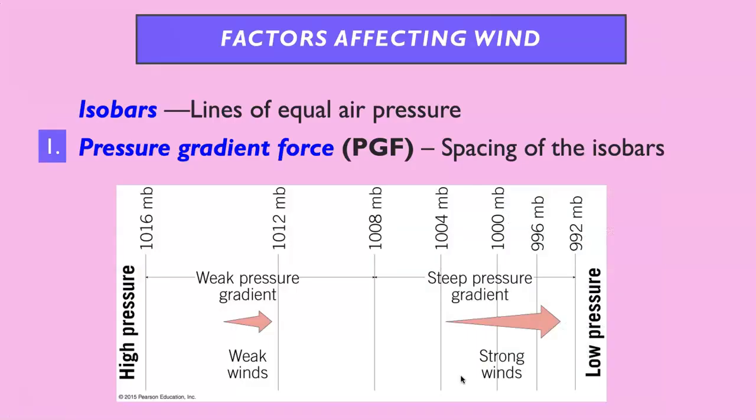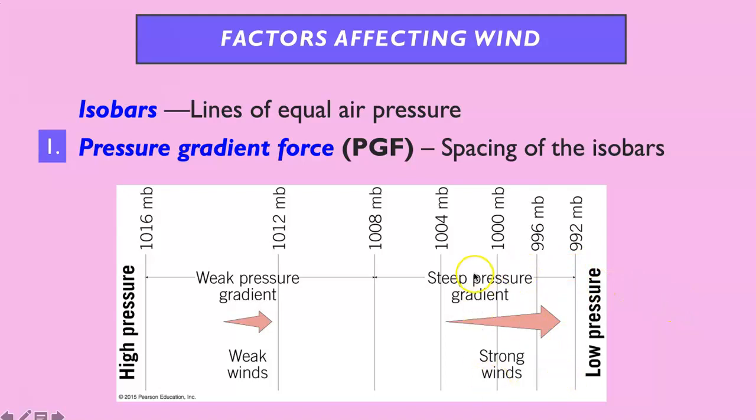So the 3 factors that affect wind include something called the pressure gradient force. That is simply what I just showed you, that air moves from high to low pressure. Here's 1016 millibar pressure, here's 992 millibar pressure, and so air is going to move from high to low, from left to right. The other thing to notice is the distance between each of these isobars. Remember, they're representing every 4 millibars.